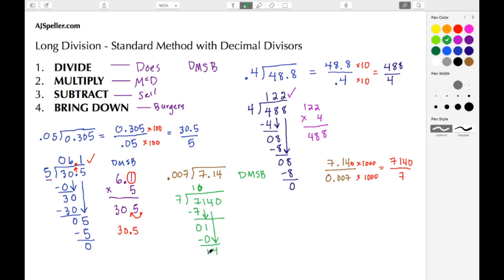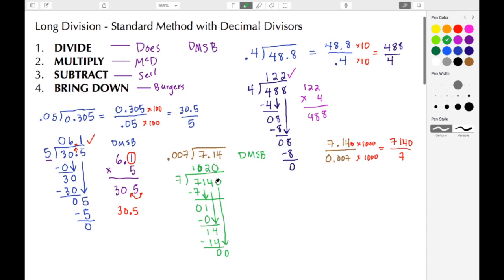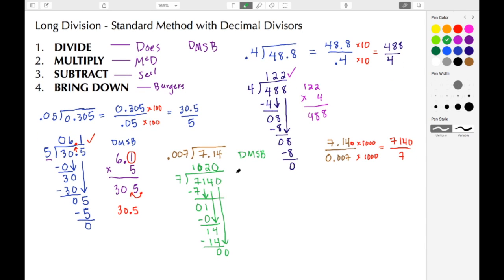I go back to divide. 14 divided by 7 is 2. Then I multiply 2 times 7 to give me 14. And then I subtract 14 minus 14 to give me 0. And then I bring down. Once I bring down this 0, I'm doing 0 divided by 7, which is 0. Let me give myself a little more space. After I do that division, I multiply 0 times 7 to give me 0, and then I subtract 0 minus 0 to leave me with 0, and there's nothing to bring down. So I see my quotient is 1,020.